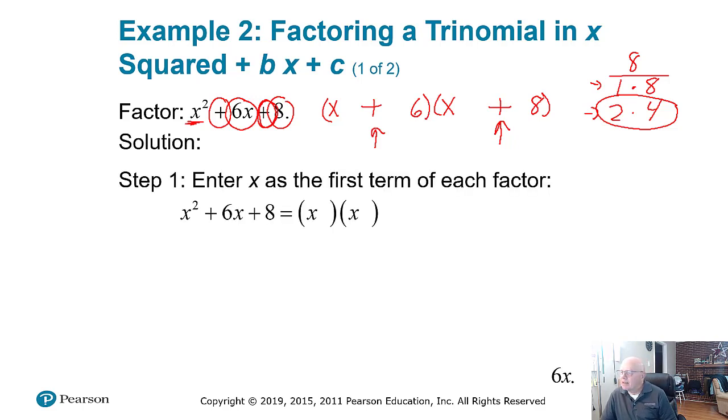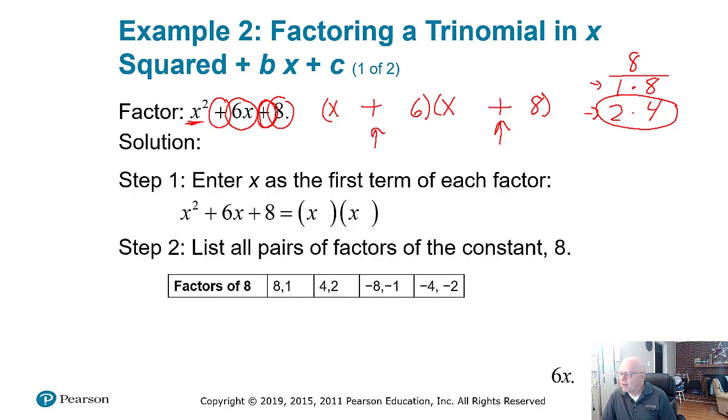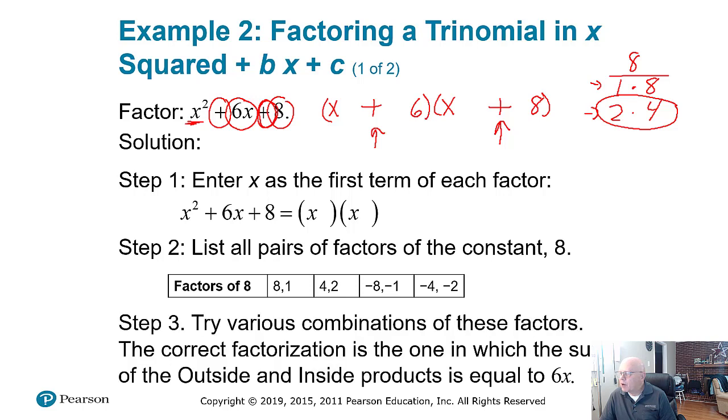Put the x in for the beginning of both. List the factors of the constant, 8 in this case, and try the combinations. Take a look at these factors that you've got for 8. See which one gives you the right middle term.